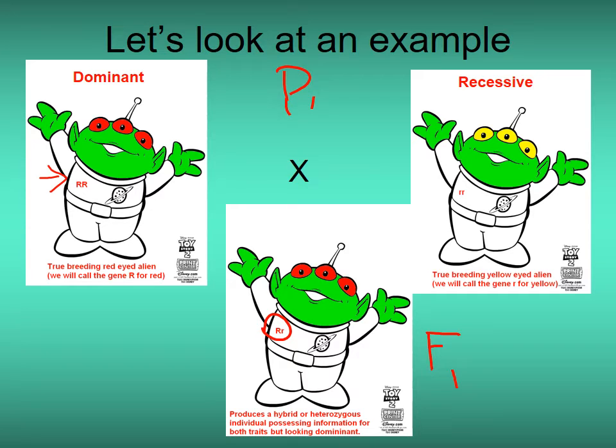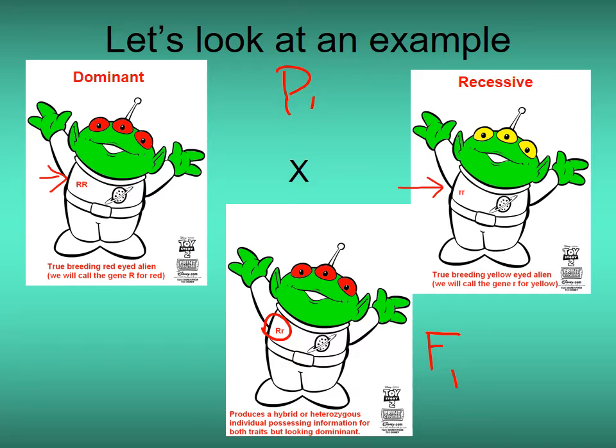And then we have the other true breeder, which is the recessive trait. It's a true breeding yellow-eyed alien. And because this is a dominant recessive situation, we're going to give it the alleles little r because it's recessive to the big R red. All right, so its genotype is going to be little r, little r.